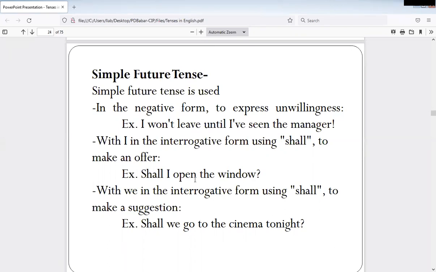And in the second example, we are asking about the permission, using the shall to ask about the permission. For example, shall I open the window? Shall I open the window? मी ती खिडकी उघडू का? अशा पद्धतीनं in this way we generally make use of this type of tense.